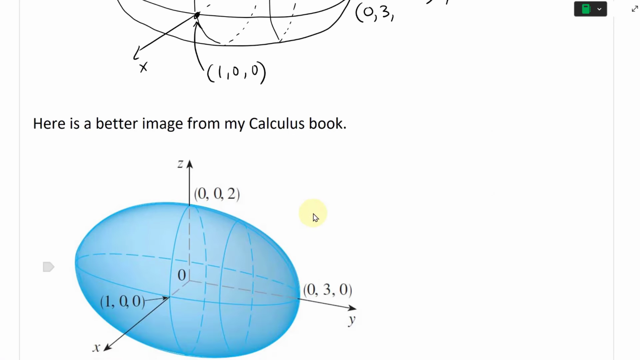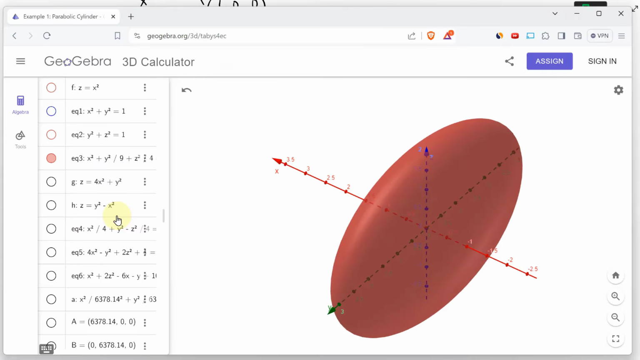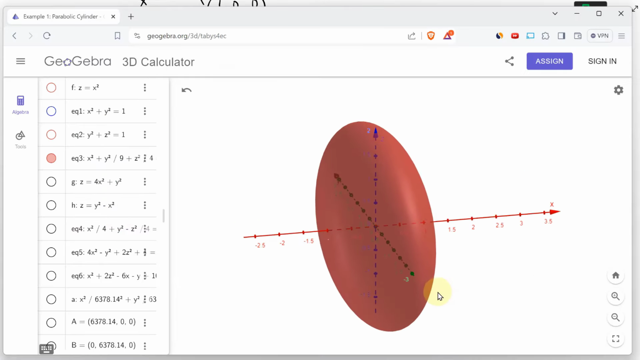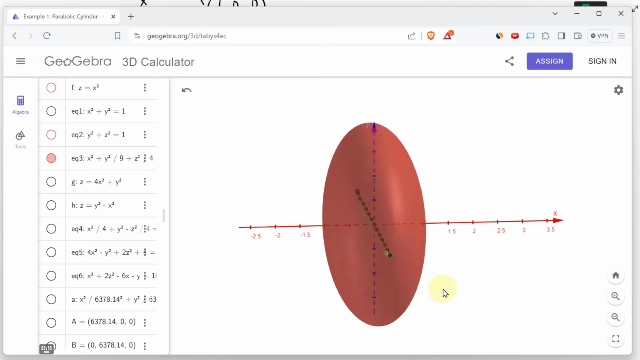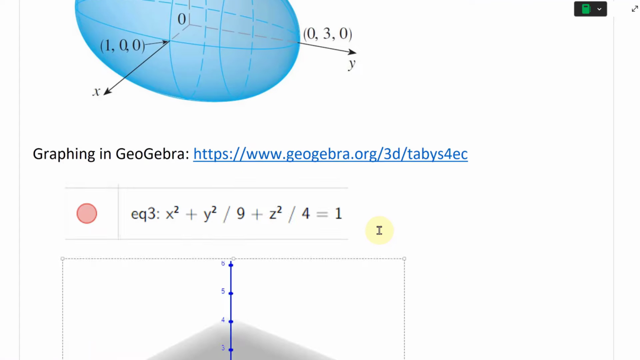And so here I just quickly copied and pasted from my calculus book to get a better image. This one, let's keep it there for the laugh. So here's a better image from my calculus book. So it looks like that. And that is much more in line with the GeoGebra 3D graphing calculator. So yeah, that's a pretty cool shape. It's like a smooth rock. All right, let's continue further.